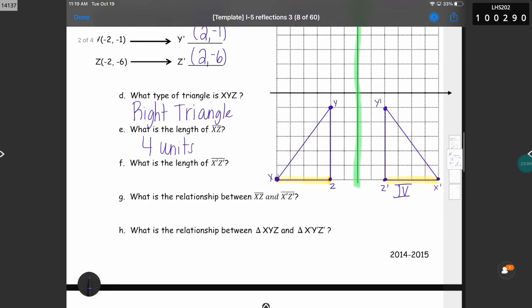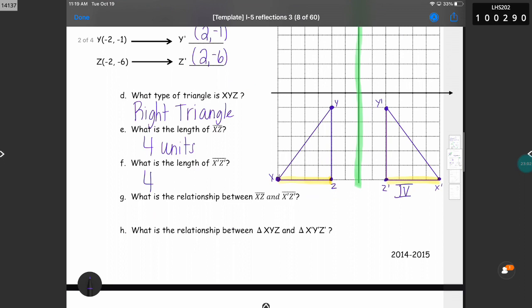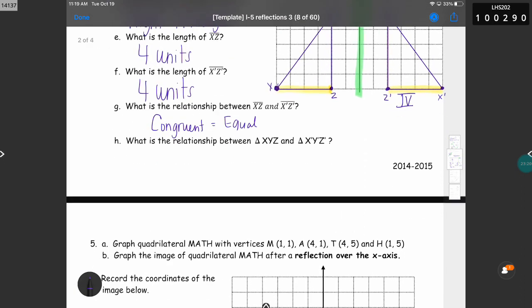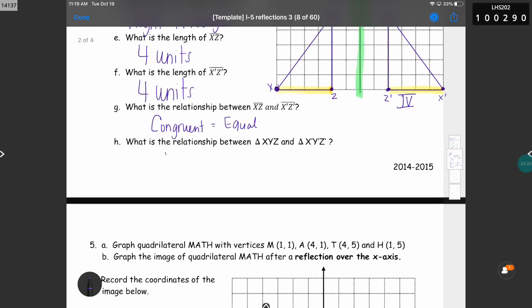What is the relationship between XZ and X prime, Z prime? Congruent. Same size. Equal. What is the relationship between triangle XYZ and triangle X prime, Y prime, Z prime? Congruent. Remember, translations, reflections, and rotations create congruent figures. Okay, congruent figures.